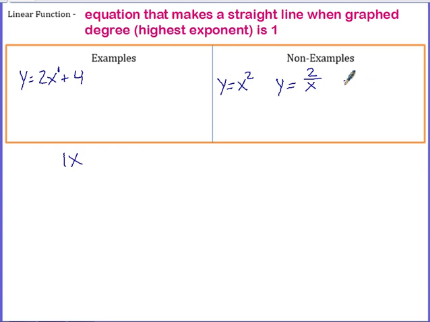The other thing that we can't have is a product of x and y. So if I have y equals xy plus 7, this makes it not linear. We can't do that. All right, so if you ever have x and y multiplied together, that would not be linear.